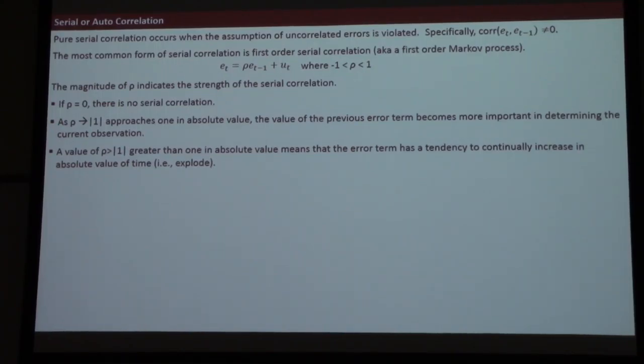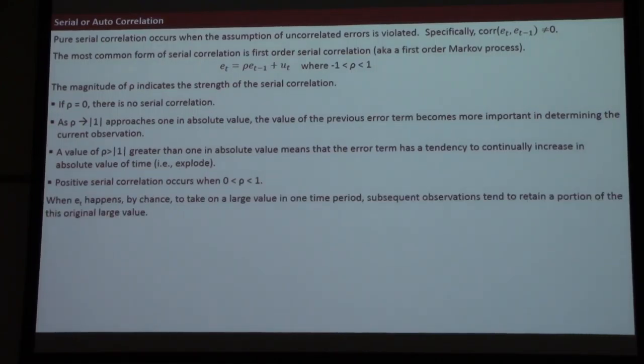If rho is greater than 1, it means our errors get worse as time goes, our correlated errors in the past become more and more correlated, which really doesn't make any sense because we would expect those errors to kind of diminish over time. So we're not really going to see that. Okay, so we know it's going to be between 0 and 1. Let's see what happens here.